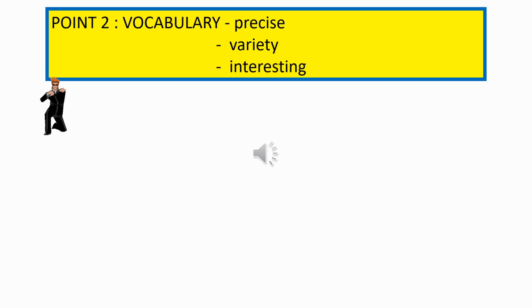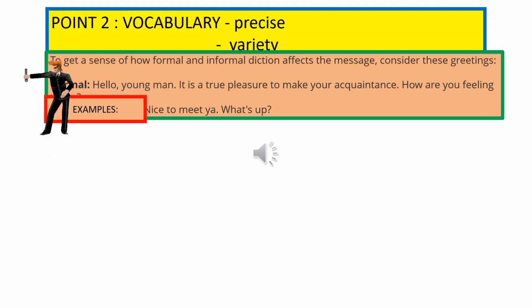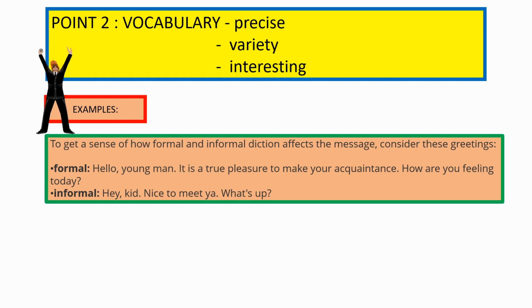Point 2. Your vocabulary must be precise and you have a variety. Remember to make your vocabulary interesting. Let's go through some examples here. To get a sense of how formal and informal diction, which means vocabulary, affects the message, consider these greetings. Formal. Hello, young man. It is a true pleasure to make your acquaintance. How are you feeling today? Informal. Hi, kid. Nice to meet you, yeah?